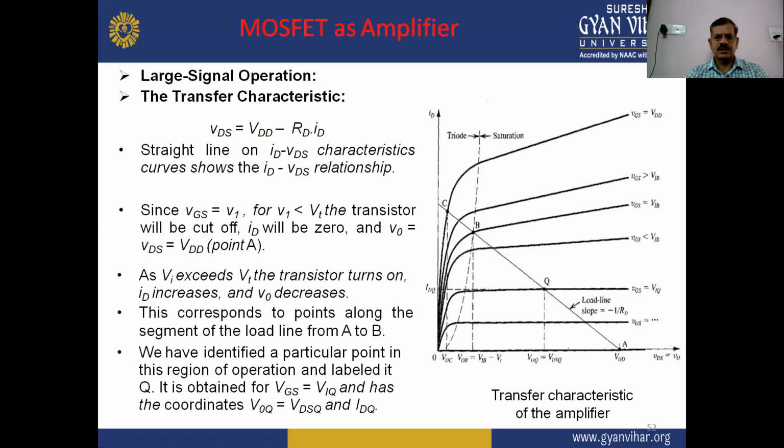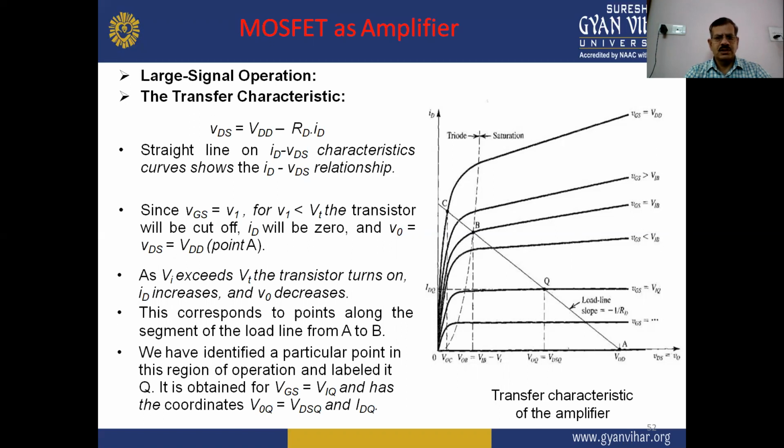In the transfer characteristics of the amplifier, we have VDS equal to VDD minus RD ID, a straight line on the ID VDS characteristics curve showing the ID VDS relationship in this graph. Since VGS equals Vi, for Vi less than Vt the transistor will be cut off, ID will be 0, and V0 equals VDS equals VDD at the point A in this graph. As Vi exceeds Vt, the transistor turns on, ID increases and V0 decreases. This corresponds to points along the segment of the load line from A to B. So A to B is the load line.